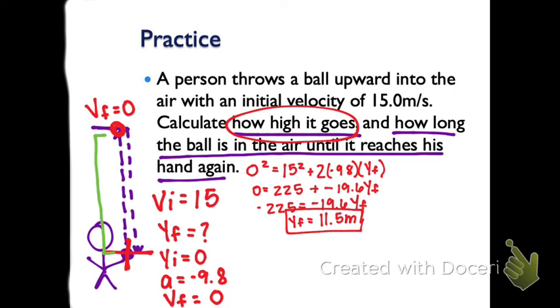Okay, does that seem reasonable? Number one, our displacement came out positive, which it should, right? We threw it upward in the air, it came out positive. We want that. And it's not like a crazy high, crazy low number. Okay, so that seems good, right?